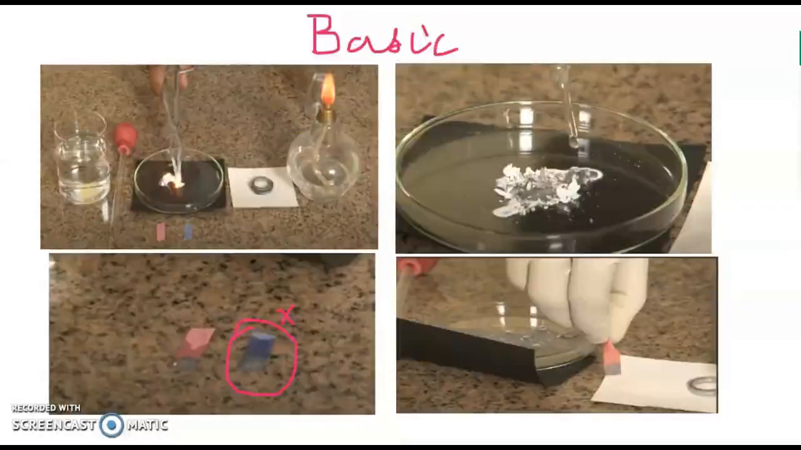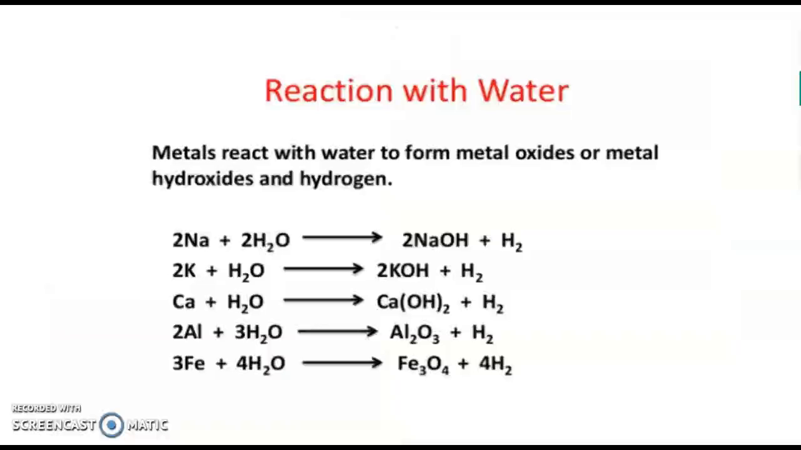Now let's see the other reaction: how metal reacts with water. These are some of the metals. Na stands for sodium, K potassium, Ca calcium, Al aluminium, Fe iron. So what is happening over here? All these metals react with water.